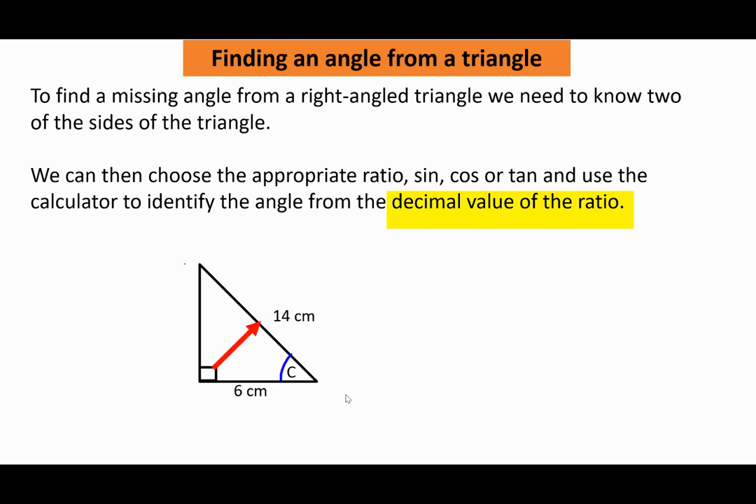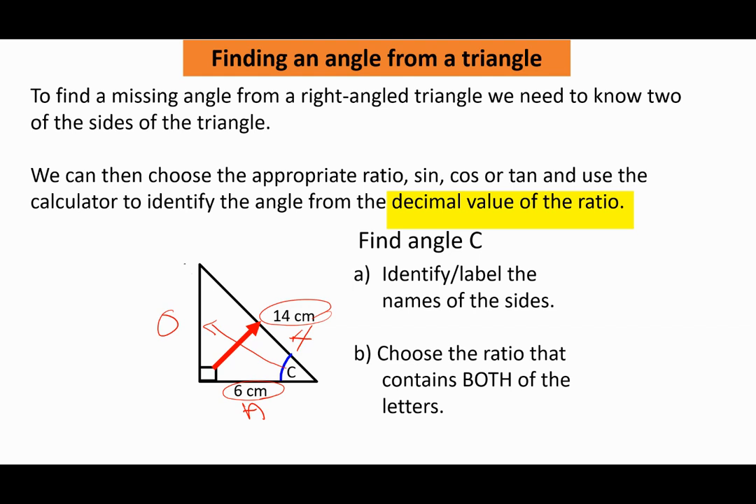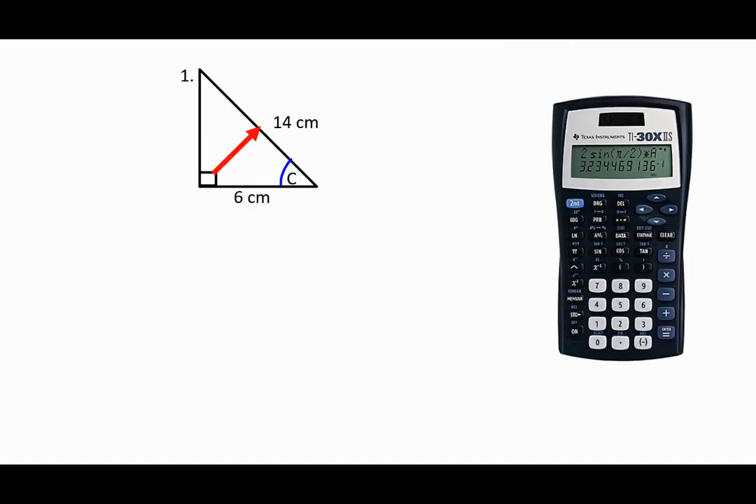So let's take a look at this example right here. This is our right angle, this is our hypotenuse, and we're looking at angle C, so we're going to go across. This is our opposite and our adjacent. So we have two sides right here, the 6 centimeters and the 14 centimeters, and we have A and H. So in order to do this, we identify all the sides, and then we choose the ratio that has both of the letters that we're looking at. Let's take a look at this.